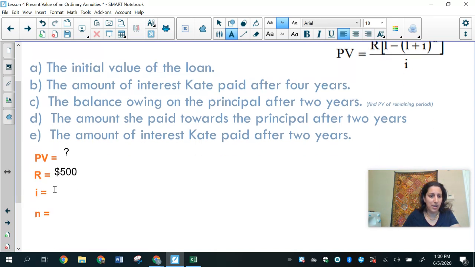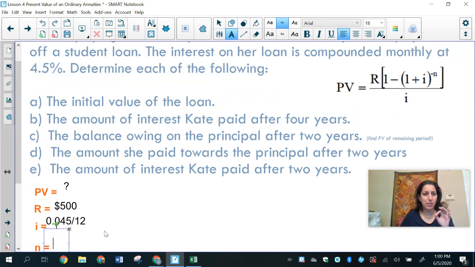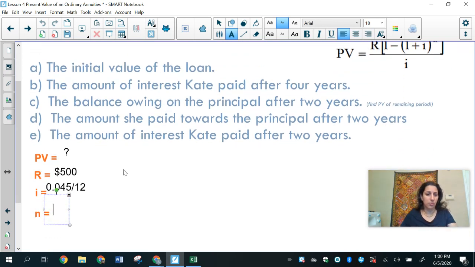Okay, so what do I have to do? I have to take 4.5 and write it as a decimal, so 0.045, and then I'm going to divide that number by 12. I'm not going to do that right now on my calculator because I prefer to keep it as accurate as possible. So we'll do it later. And then N was how many total payments does she make? She's doing it every month for 4 years. So 4 years, and there's 12 months in a year, which means she's paying 48 times. Okay. So where are we at?